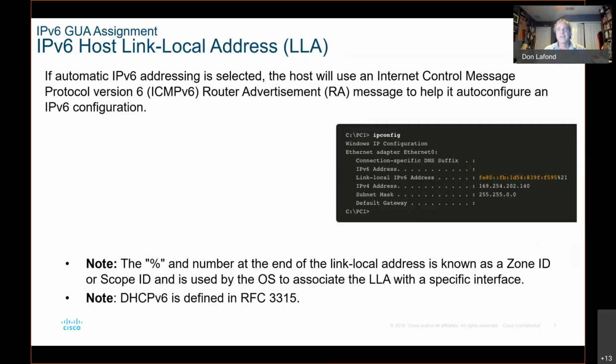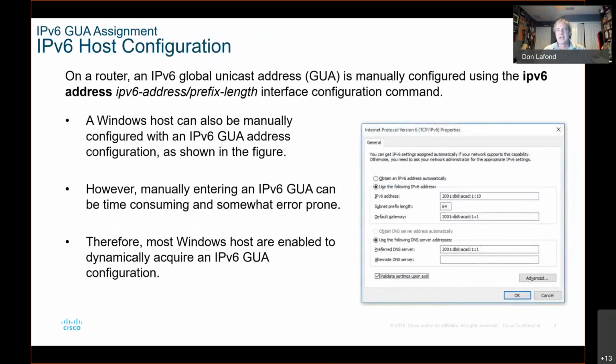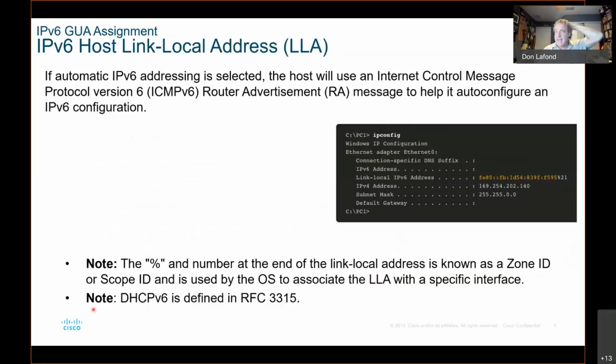So this is what we've learned in the past. I'll go in and configure it manually, right? No problem. But if you were to switch and click on the button for obtain an IPv6 address automatically, instead of a manual configuration, and then you don't have an IPv6 router set up to share IPv6 addresses, you are going to get an error message. Now, the # and the number at the end of the link-local address is known as a zone ID or scope ID, and it is used for the operating system to associate the LLA with a specific interface.